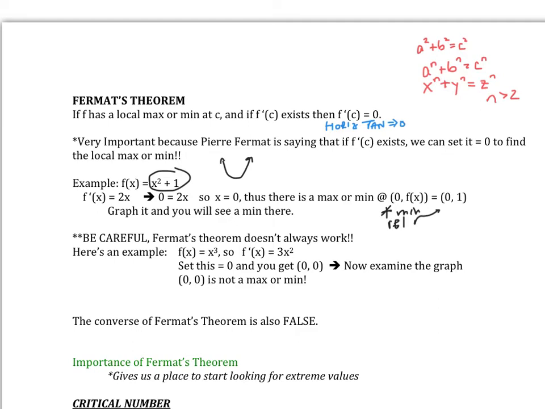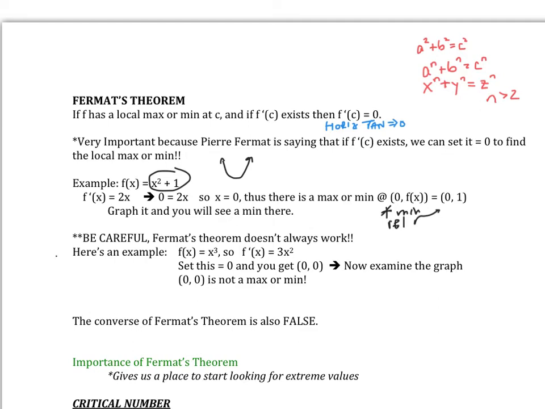Wait, be careful, Fermat's theorem doesn't always work. What? You mean it doesn't always work? Okay, let's take a look at this example. Suppose you had x to the third. So f prime of x equals 3x squared. Okay, I set this equal to 0. I get 0, 0. Cool. That's a maximum or minimum. Wait a minute. Wait a minute here.